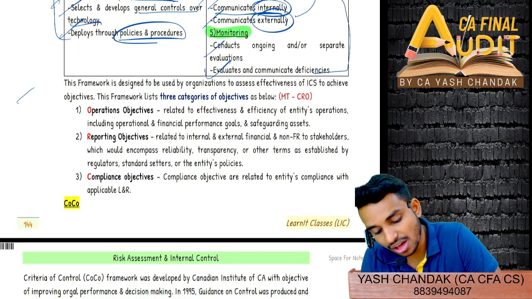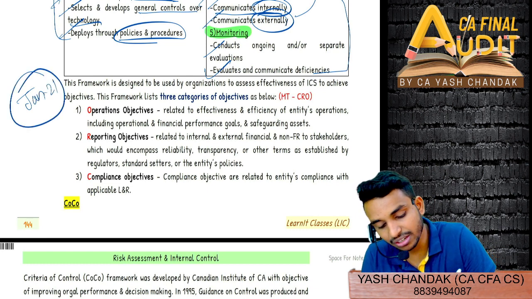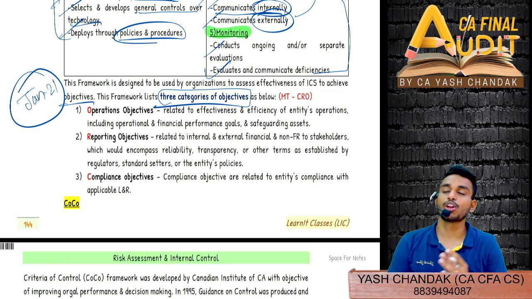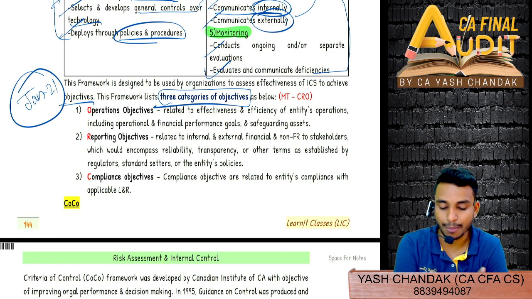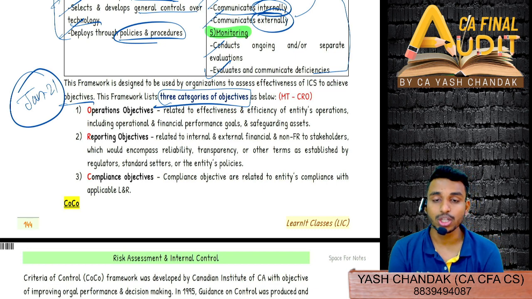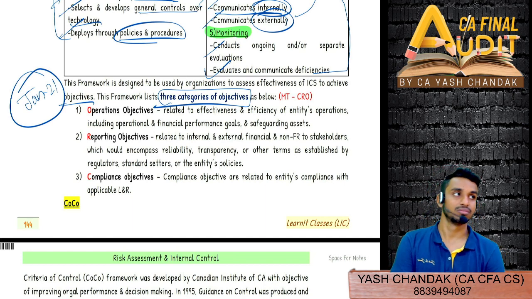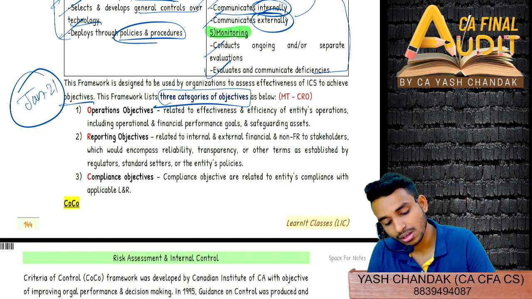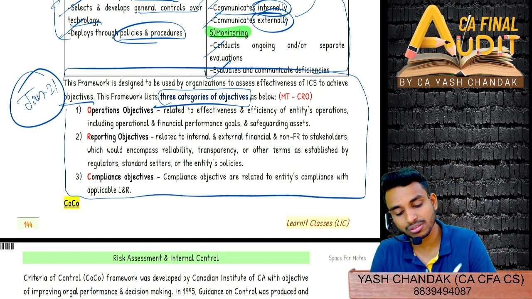Now this question they have asked in November 21. Objectives: the framework lists three categories of objectives. The three categories of objectives are CRO: C is compliance objective, R is reporting objective, and O is operations objective. Compliance objective, reporting objective, operations objective. This was asked for 4 marks.